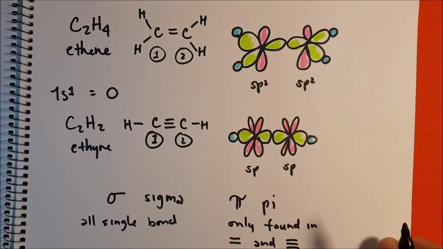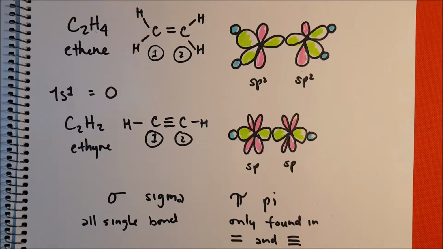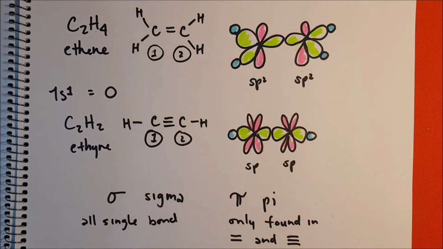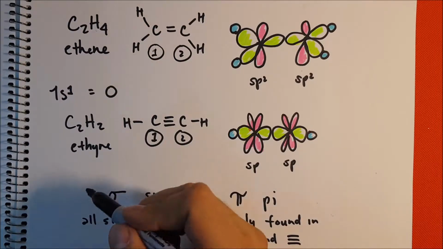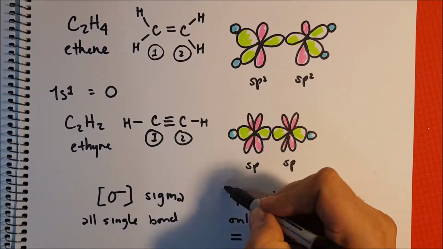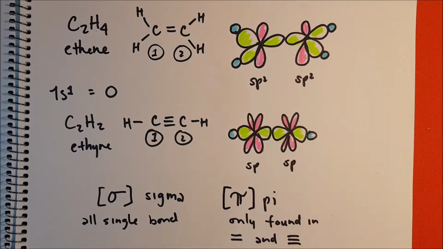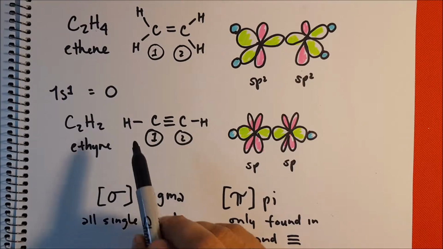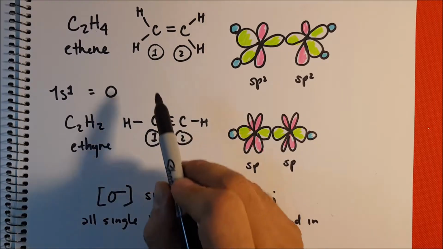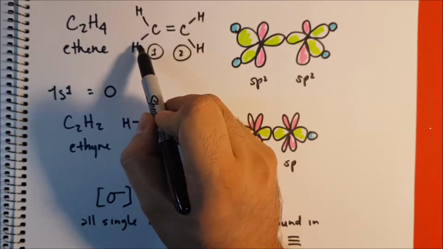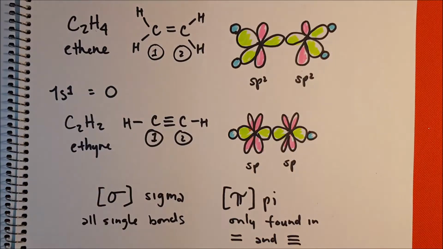Now, let's talk about another feature of this bonding that we're predicting with our orbital hybrids. We're going to talk about sigma bonds, which I drew here, lowercase sigma, and pi. All single bonds are sigma bonds in any molecule, right? So this hydrogen-carbon bond is a sigma bond, this hydrogen-carbon bond is a sigma bond, and this hydrogen-carbon bond as well, also hydrogen-carbon, etc., right?